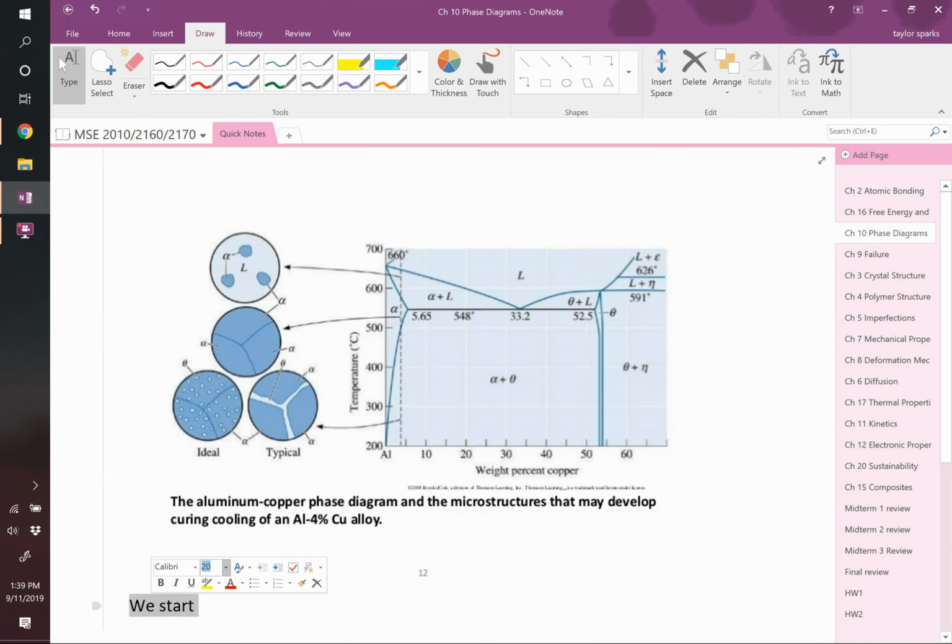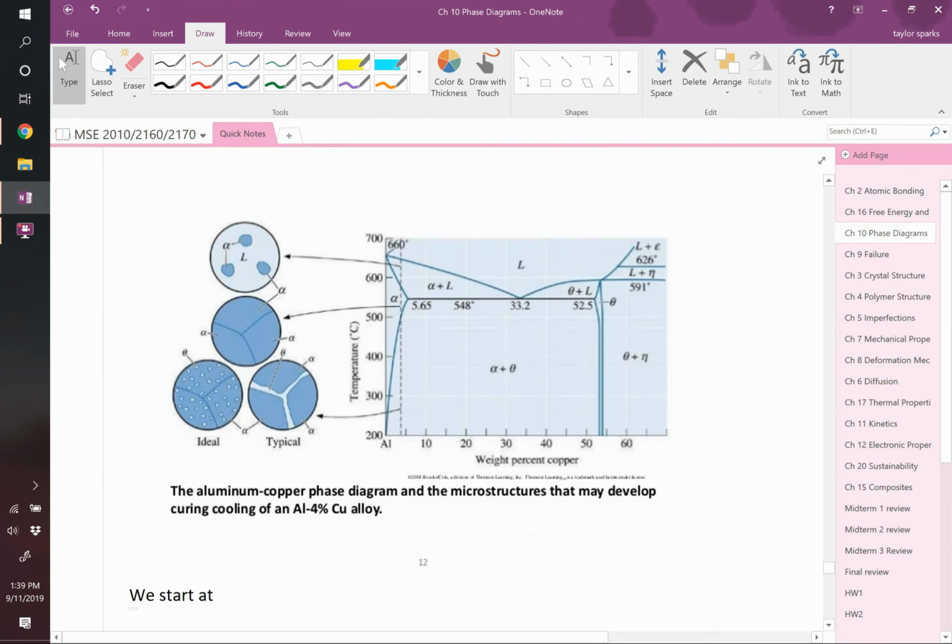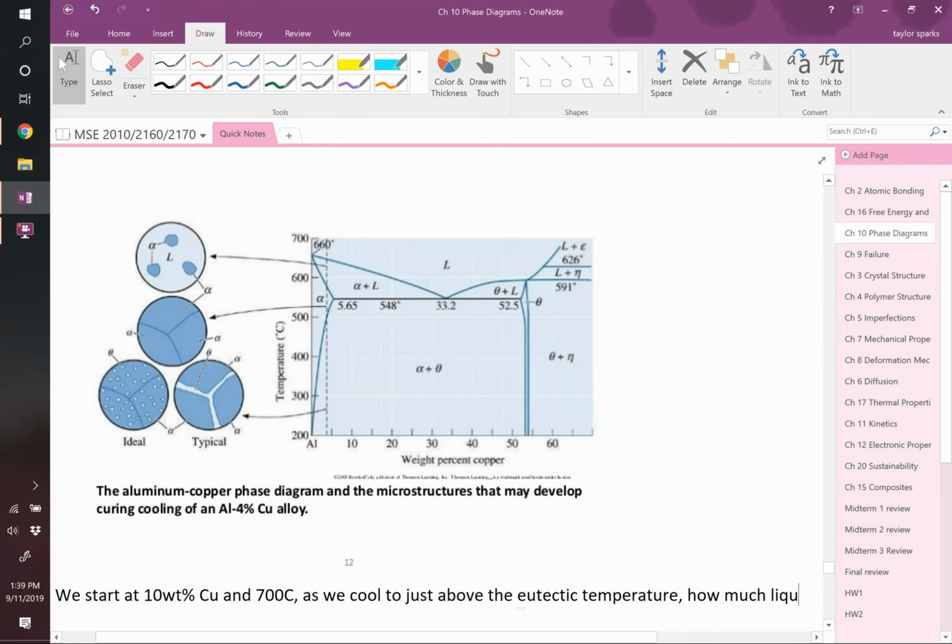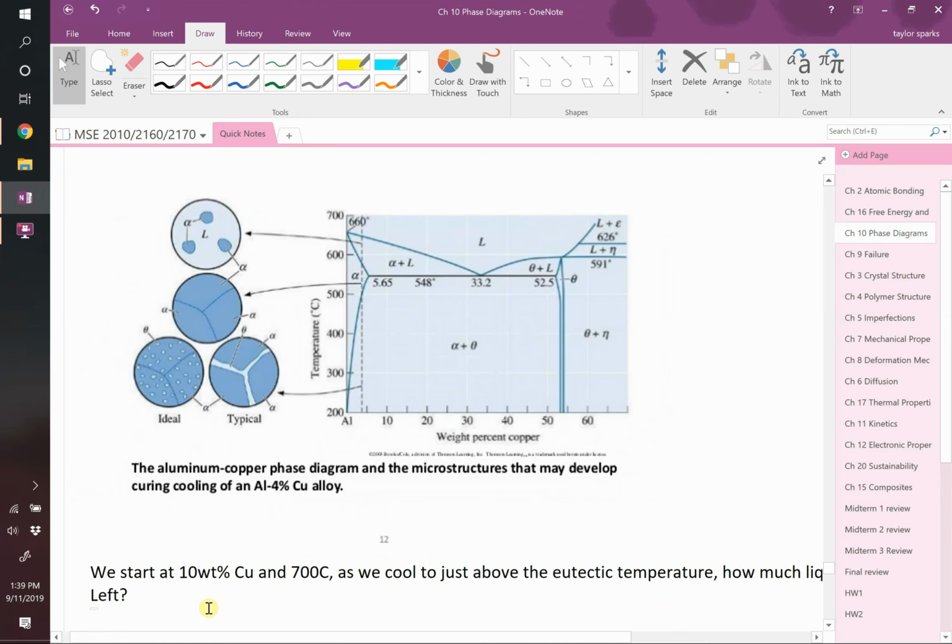How big do we make this? Okay, we start at 10 weight percent copper and call it 700 C. As we cool to just above the eutectic temperature, how much liquid is left? How much liquid is left? The liquid's on the right, so we're going to take the left-hand segment.